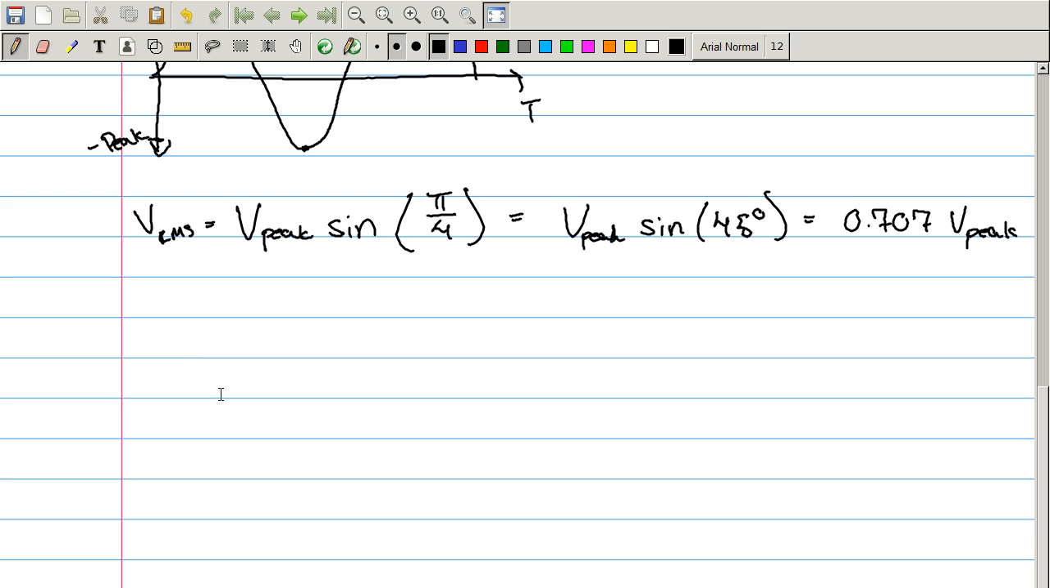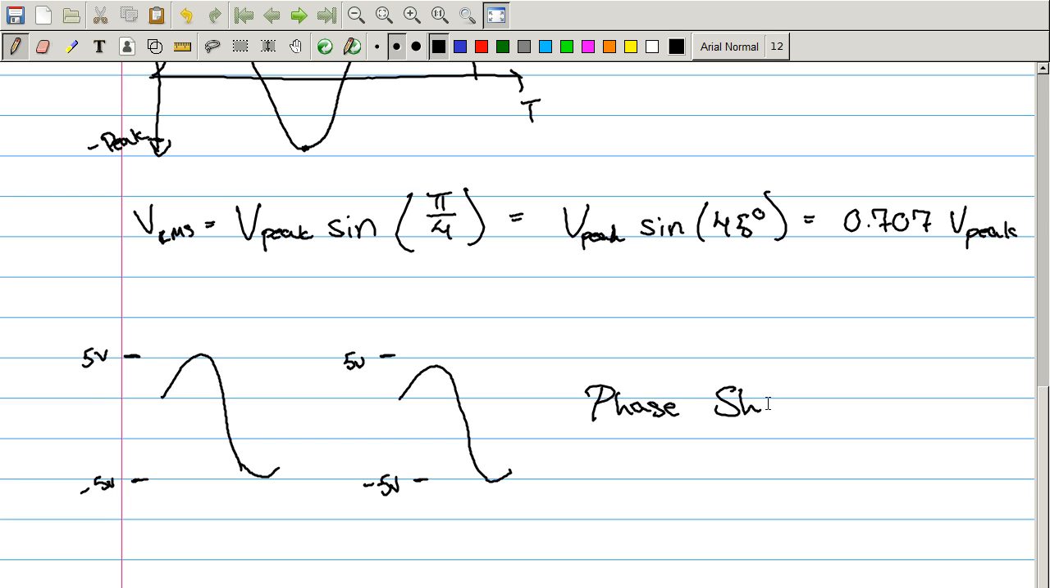So let's say I have two sine waves. That's pretty good. So let's say we've got two sine waves, both of equal peak voltage. Let's say 5 volts, negative 5 volts. Now, remember this is a time-dependent system. Another thing you have to remember is phase shift, and this is going to come back later. Phase shift is important. So let's say these two waves are 90 degrees out of phase.